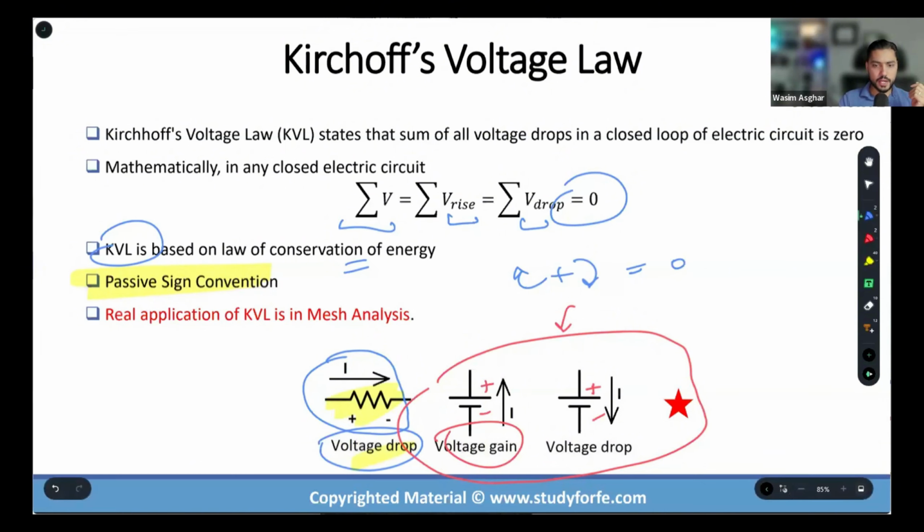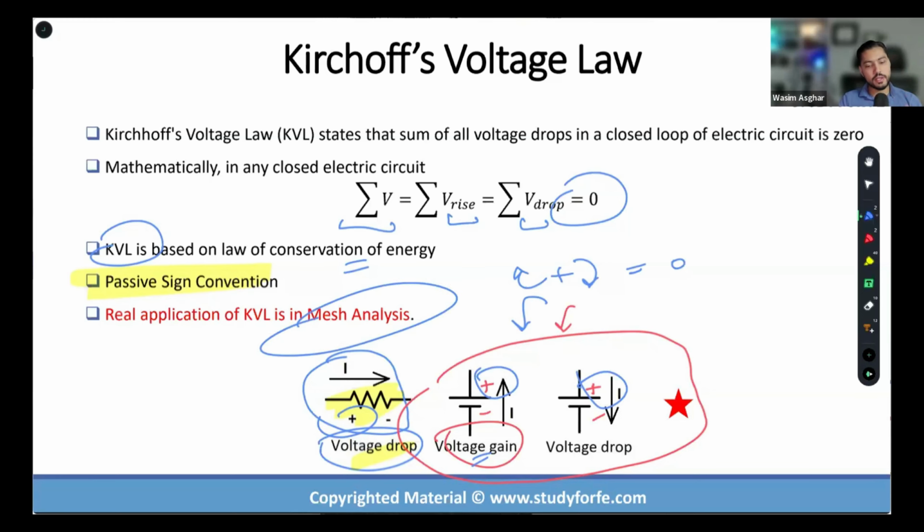One thing you should remember is that the terminal through which the current enters a resistor is marked as the positive terminal. Honestly, it doesn't have that much significance, but if you want to be up to date in terms of convention, sure, make note of this. But the real action is over here. I have a voltage source. If the current leaves the positive terminal, then only will I record it as a voltage gain. If the current enters a positive terminal, it will be a voltage drop. That's the only thing I want you to take away from KVL. It's as simple as that. And the real application of KVL is in mesh analysis.